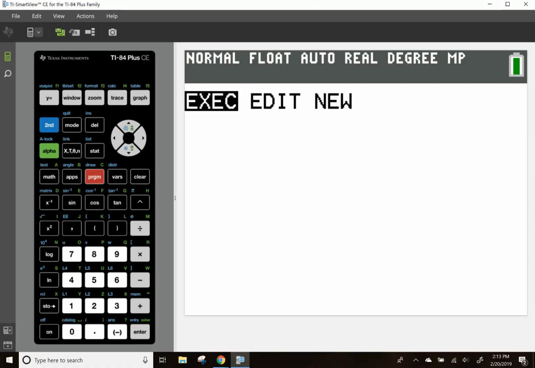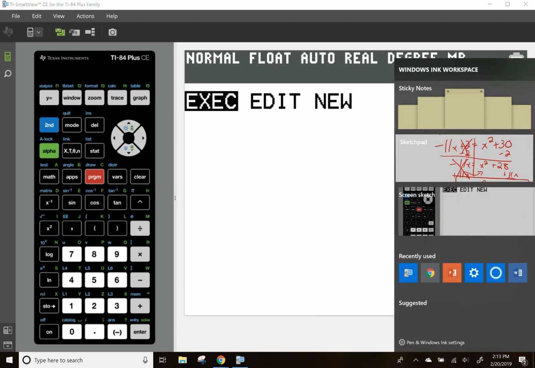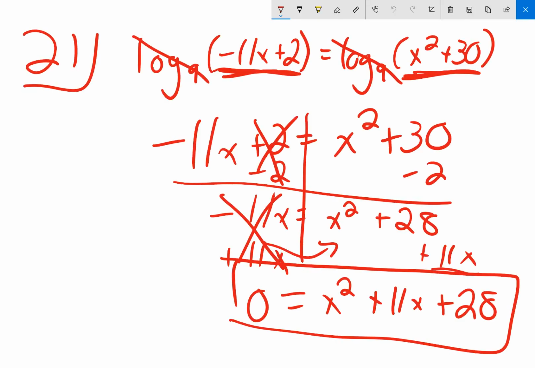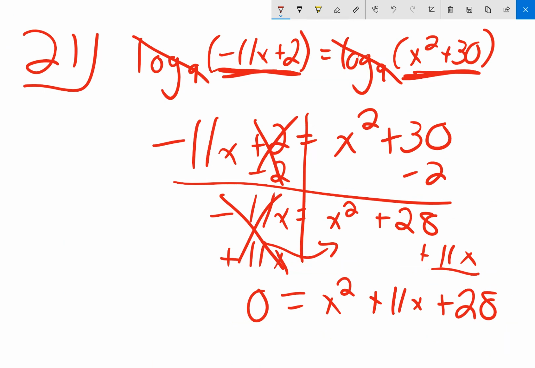No, it doesn't. Your calculator should have that program, though, where you can go in and factor it and solve it. So you go to the program button, you would see factor on that list, and then you can just type in the A, the B, and the C's. I'm just going to go ahead and spit out the factored version of this. So this factors into x plus 4 and x plus 7.